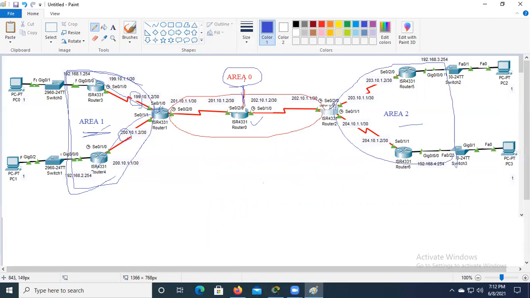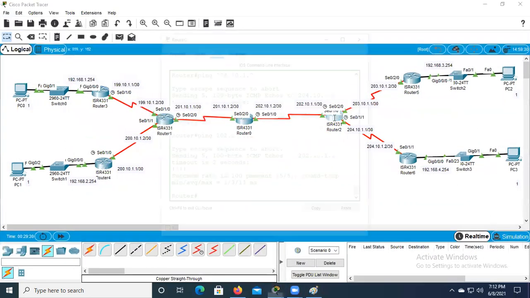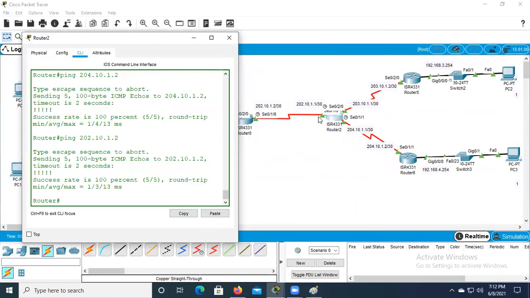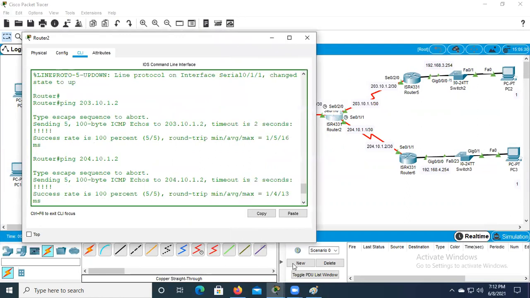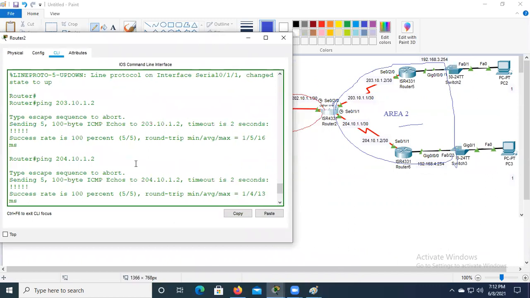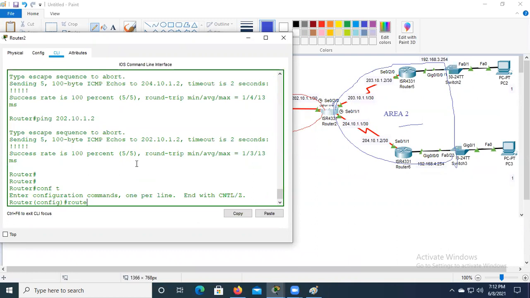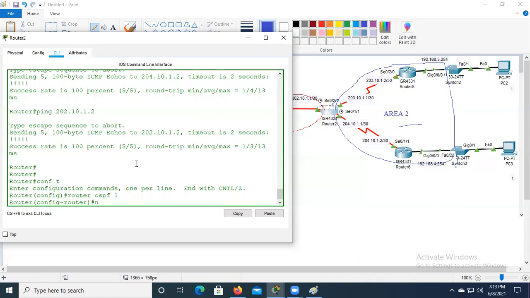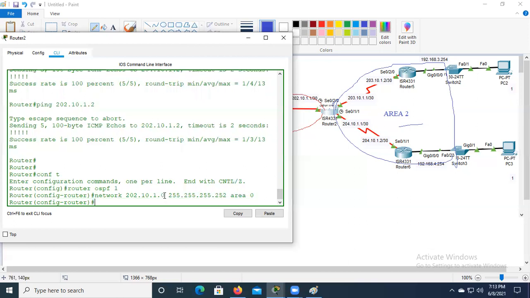Now, which router do I want to do? This router. This serial should be in area 0. If I do it by mistake otherwise, the adjacencies will not come up. Let me go here. I go to config t, router ospf 1. We can type any process ID. Network 202.10.1.0 255.255.255.252, it should be in area 0. Let me wait for some seconds. I should get adjacencies.